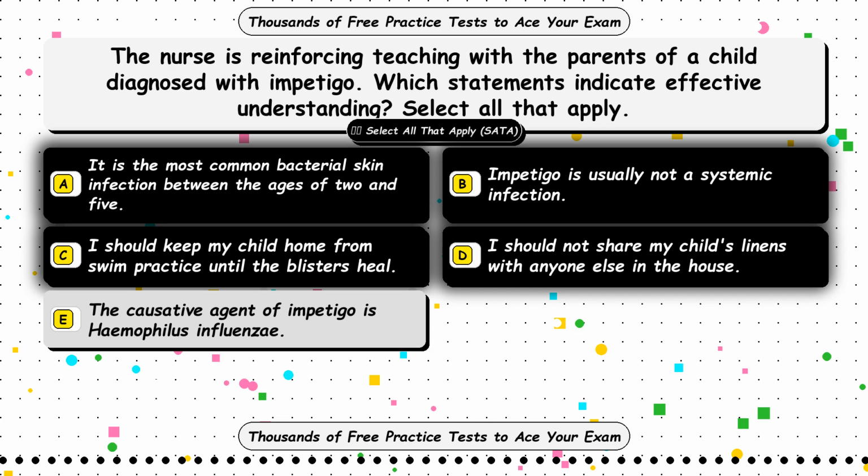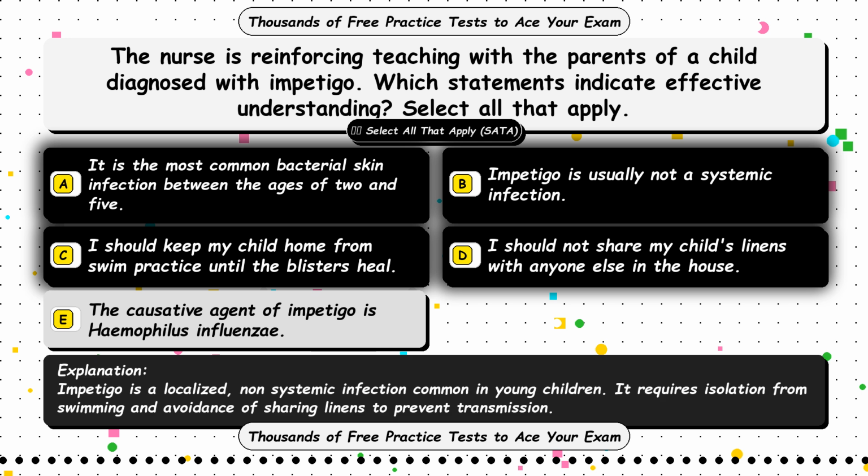The correct answers are options A and B and C and D. It is the most common bacterial skin infection between the ages of 2 and 5. Impetigo is usually not a systemic infection. I should keep my child home from swim practice until the blisters heal. I should not share my child's linens with anyone else in the house. Impetigo is a localized, non-systemic infection common in young children. It requires isolation from swimming and avoidance of sharing linens to prevent transmission.